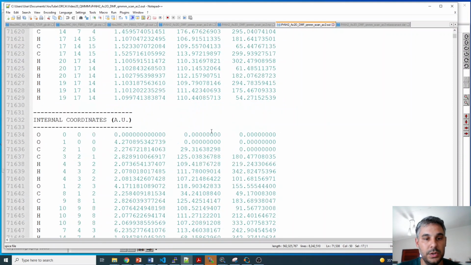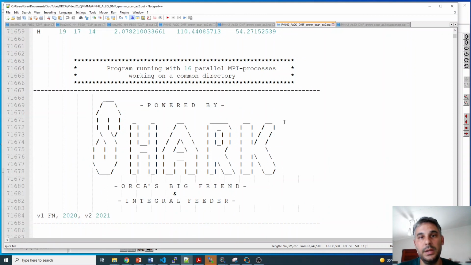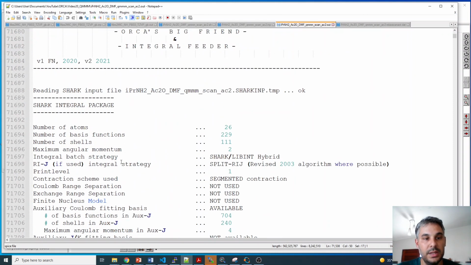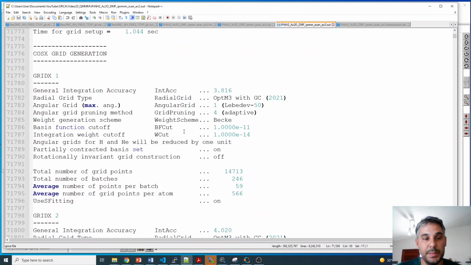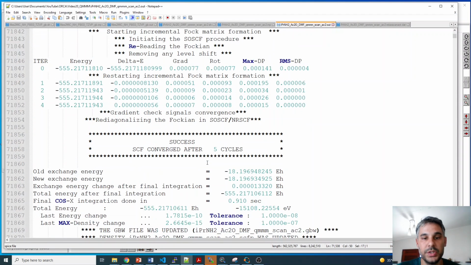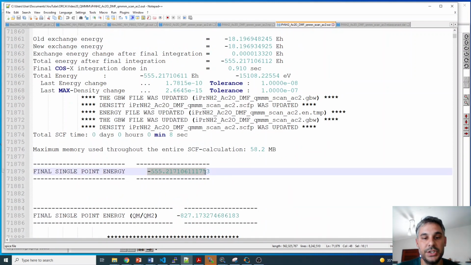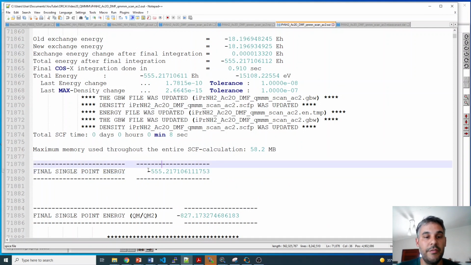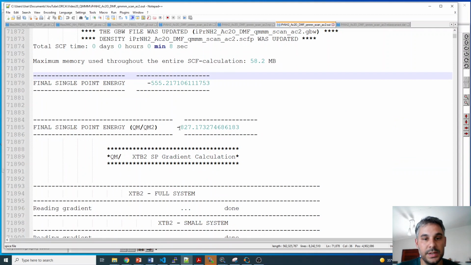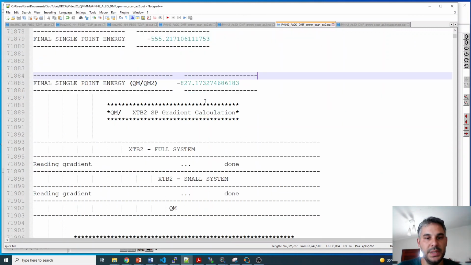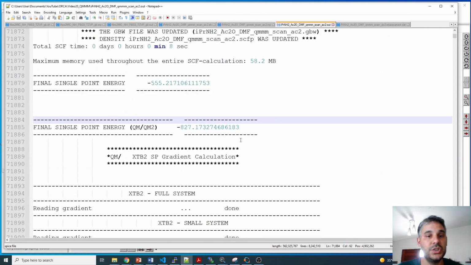So this is the one that calls the Shark integral routine and uses all the DFT settings. So this takes much longer, but okay, it converges quite fast because it was an organic molecule. And here is the final single point energy, which you can see is much larger for the small system. So then there's a mixture or an addition of the energies. So basically what you would get is the low level energy of the whole system minus the low level energy of the small system plus the high level energy of the small system, and you get this number.